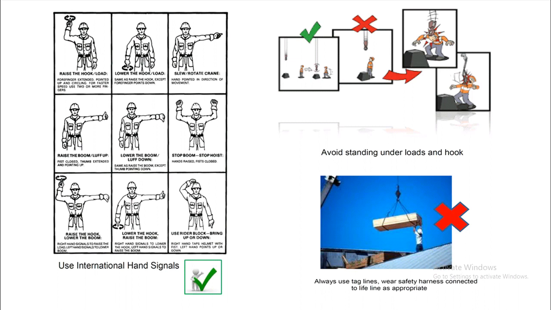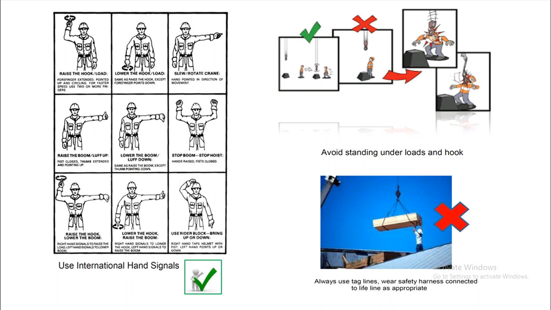luffing up. So when the rigger is making the hand signal with his thumb up, it means raising the boom or luffing the boom up. Lower the boom down is when his thumb up goes to thumb down, and he has emergency stop or stop the hoist with his two-hand signal, closing both hands.